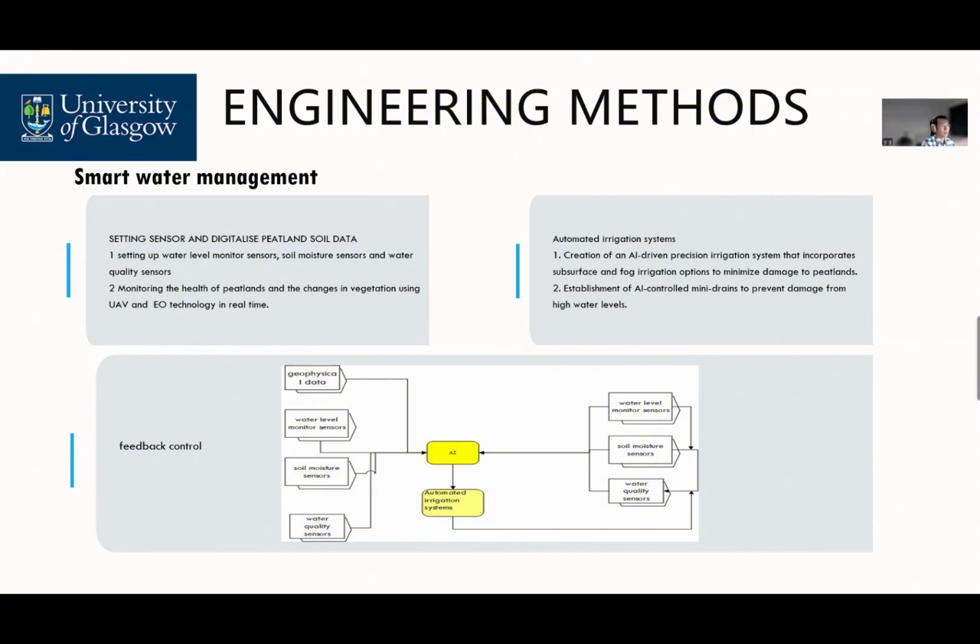The second part is the automated irrigation system. First is to create an AI-driven precision irrigation system. Second is to establish AI-controlled mini drains to prevent damage from high water levels. The third part is the feedback control. It divides into 3 main parts. The first part is sensors. The second is the AI control system, and the third part is automated irrigation systems.